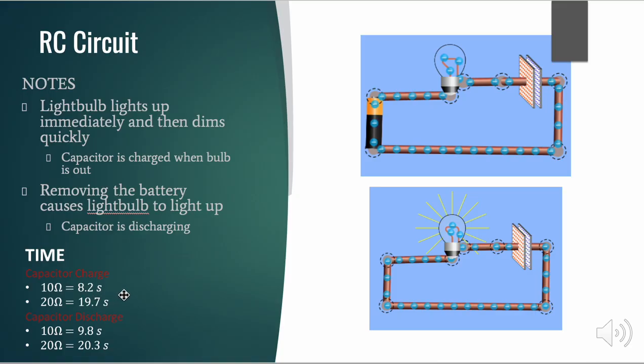And as you can see, the capacitor charge with respect to time, with the first one at 10 being 8.2 seconds and at 20 it being 19.7 seconds. And the capacitor discharge time at 10 is 9.8 seconds, and at 20 is 20.3 seconds. So you can see the discharge takes a little bit longer than the charge time.